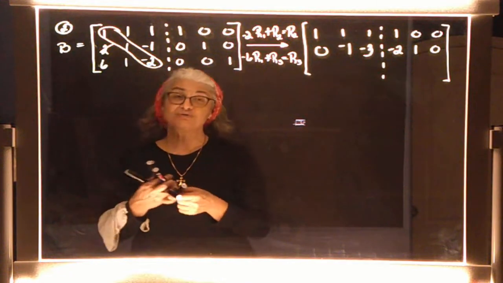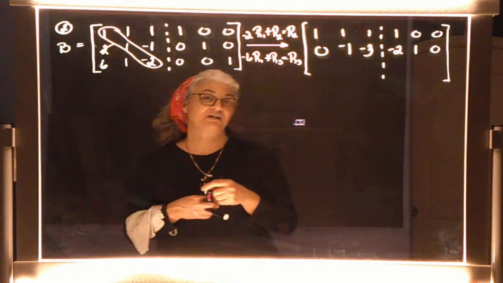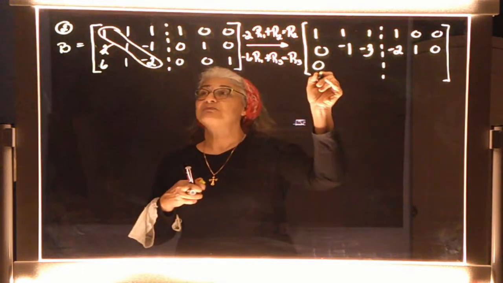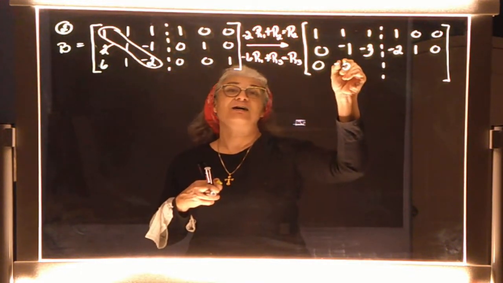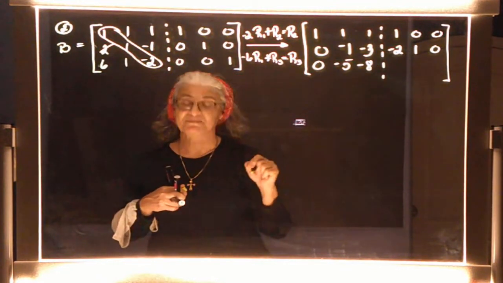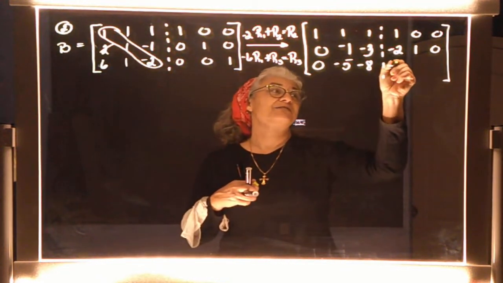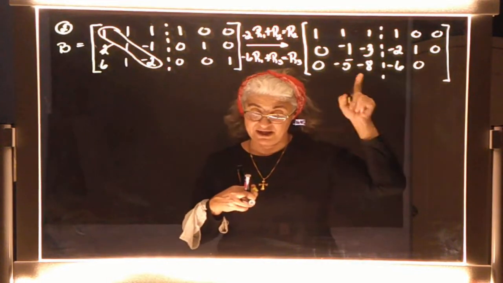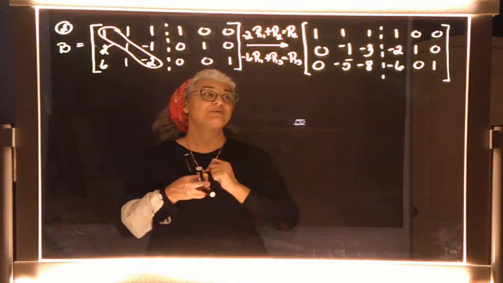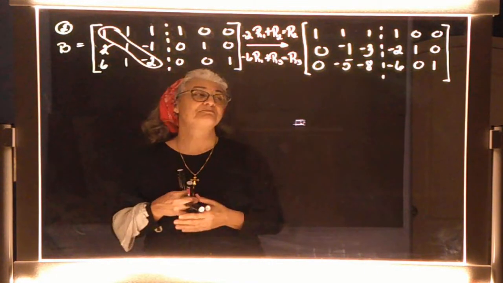Okay, so I'm assuming you did it and you're back because you've got your answer. So let's see if we agree. So this will be a 0. This will be a -5. This will be a -8. This will be a -6. This will be a 0. And then this will be a 1. Are we in agreement? Good.